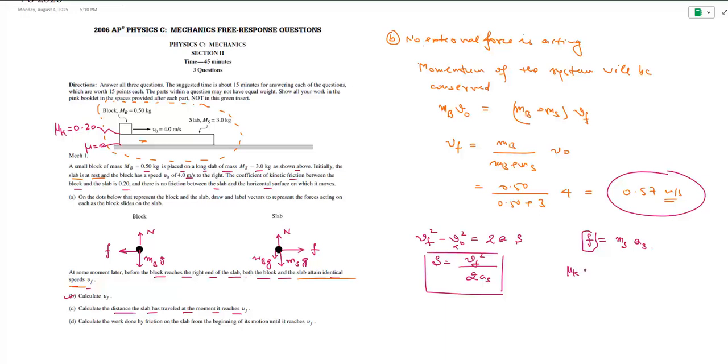So what is the normal reaction corresponding to the block? That is mass of the block times g, which equals the mass of the slab times As. So As is equal to mu k, which is 0.2, times the mass of the block, 0.5, times 10, divided by the mass of the slab. The mass of the slab is 3 kilograms. Right? Clear?